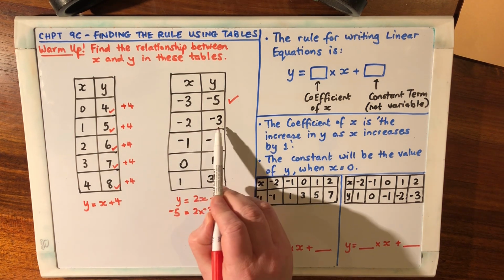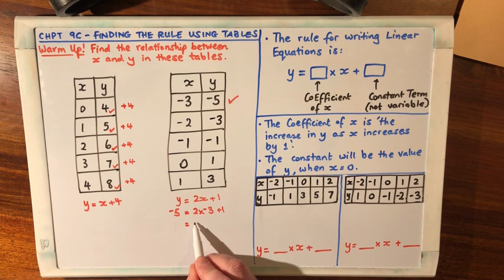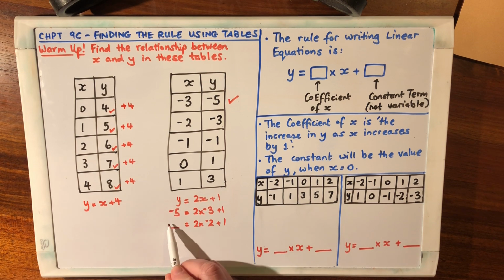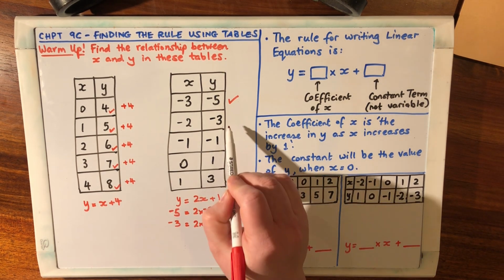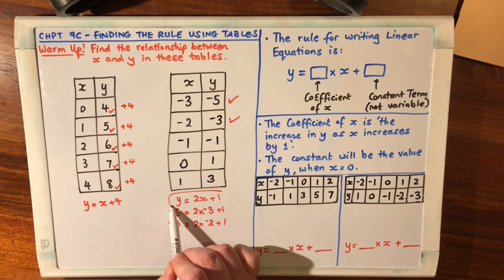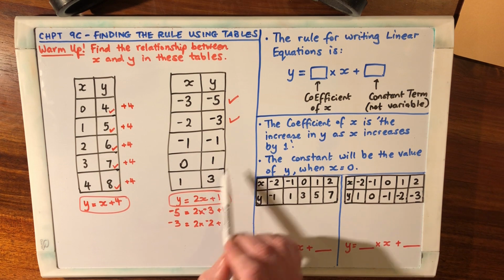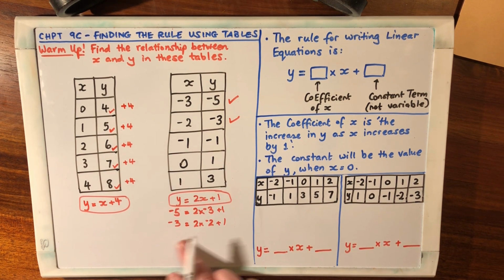Let's check it out for this one here. Y equals 2X plus 1. If 2X is 2 times -2, plus 1, do we get -3? 2 times -2 is -4, plus 1 is -3. So it does work. It looks like our rule works for all of those. So that's our rule for this one. Let's do another set of coordinates to make sure our rule works all the way down.